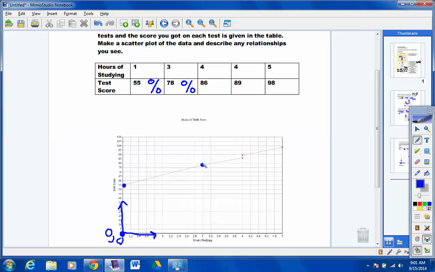You got bold and studied for how many hours? Studied for 4 and got 86. My gosh, 4 hours of studying. That's half a work day already. You studied another 4 hours for the fourth test. What was that score? 89. And then finally studied for 5 hours. What was your score? 98.